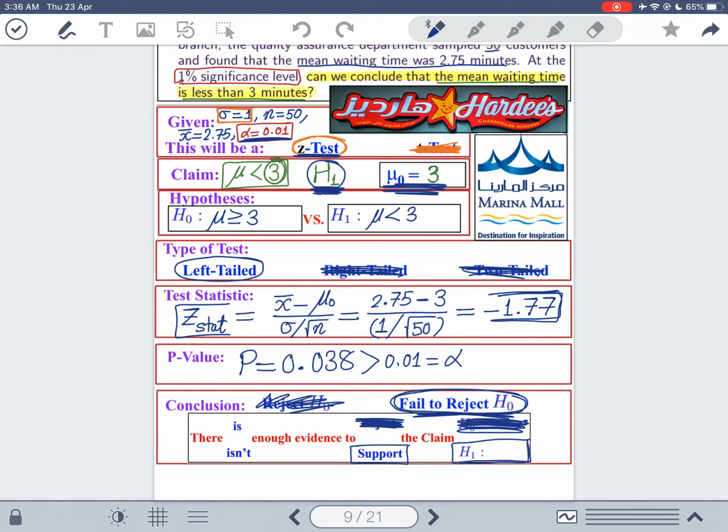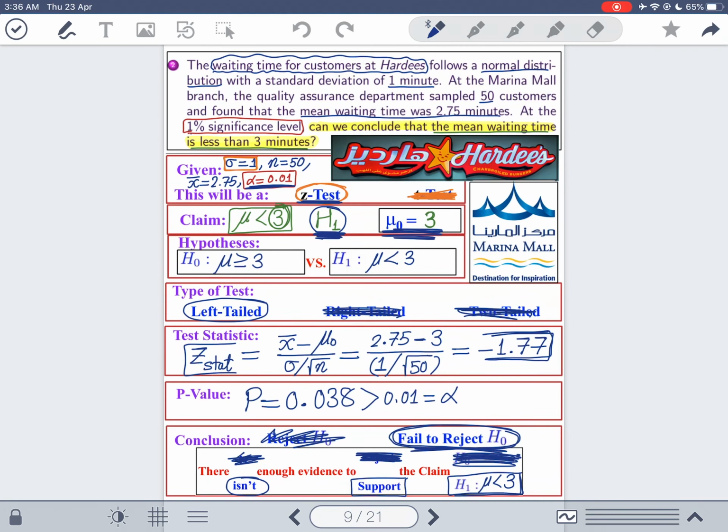So since we couldn't reject the null hypothesis, it means that there is a problem with the alternative hypothesis. It's not correct. So you will say there isn't enough evidence to support our claim H1, that the mean is less than 3 minutes. The mean wait time at Hardee's, they told you it's less than 3 minutes, so you'll tell them there isn't enough evidence to support your claim.